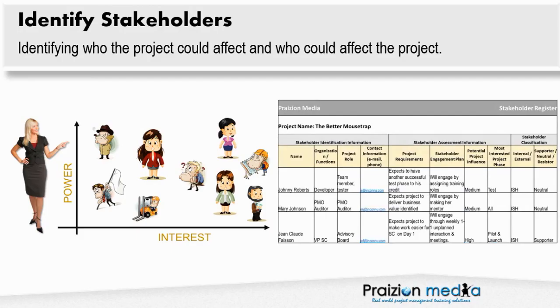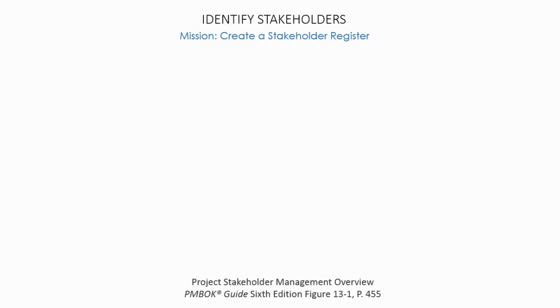It's a document in which we compile various bits of information about our stakeholders. We have their names, their organization, their project role. We're also quite keen on which phase they are most interested in. Are they internal or external? And are they a supporter of the project, or are they negative in that they want to shut it down? We call those negative stakeholders resistors. So in Identify Stakeholders, our main goal is to create a stakeholder register.